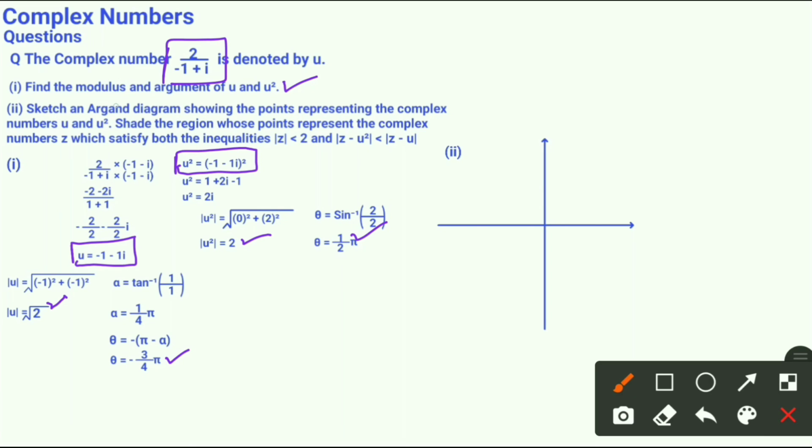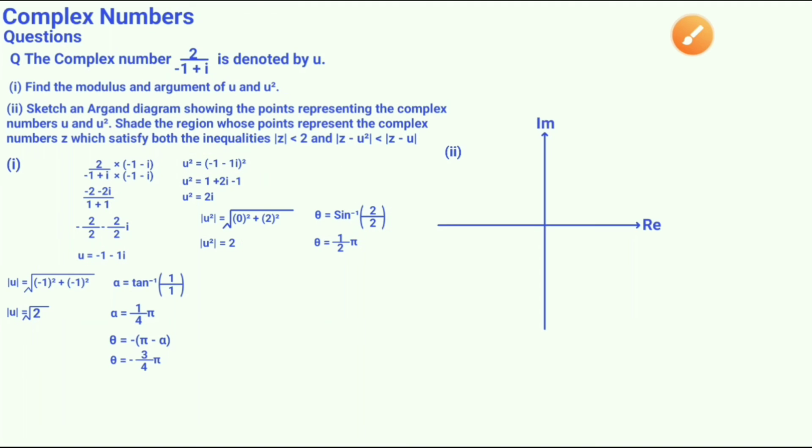It was very easy. And part 2: sketch an Argand diagram, show the points representing the complex numbers u and u squared. Shade the region whose points represent the complex number z, which satisfy both the inequalities: modulus less than 2 and this equation as well.